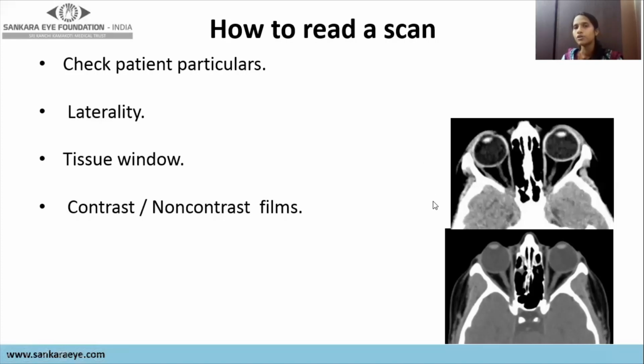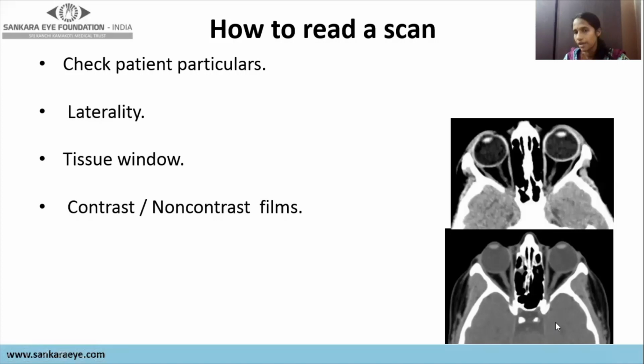When you're talking about contrast, you should always say whether there is a homogeneous or a heterogeneous enhancement, and whether there is a low, moderate, or intense enhancement. So how do you identify contrast images? You need to look into three structures. One is the sclera, the other is the extraocular muscle, and then the brain parenchyma. If these three tissues are enhanced, then it is a contrast film. So you should always look into these three structures.